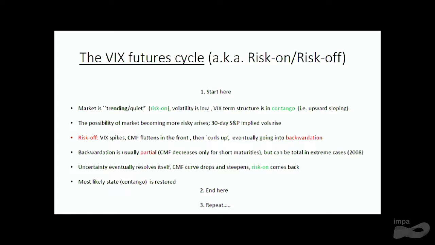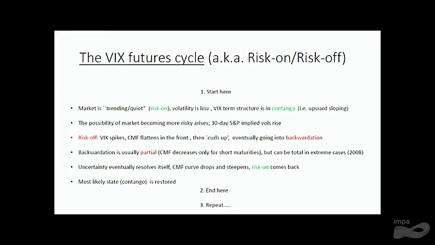Then the possibility of the market becoming more risky arises, and the 30-day S&P implied vols rise. There's demand for puts somewhere, so the vol rises. Then we get into a risk-off mode. Take the money out of the market. VIX spikes, CMF flattens in the front, then curls up, and eventually goes into backwardation. Backwardation is usually partial. Even with the French election, backwardation was partial. CMF decreases only for short maturities, but it can be total in extreme cases. The end of the world, it will be backwardated, yes.